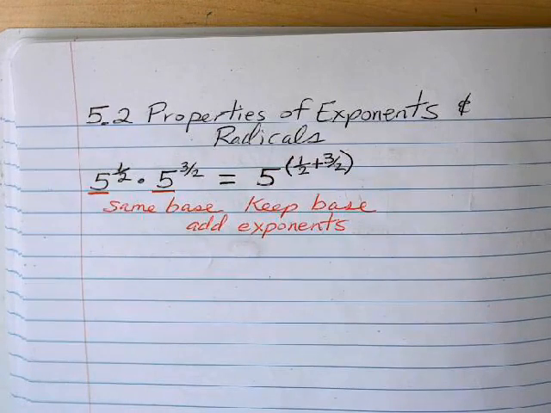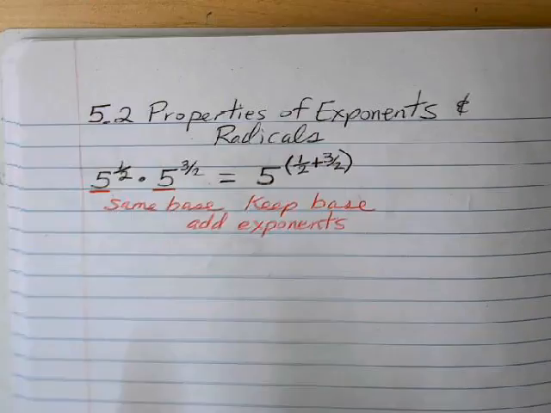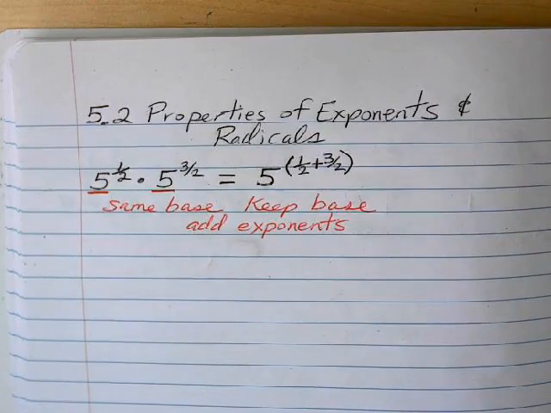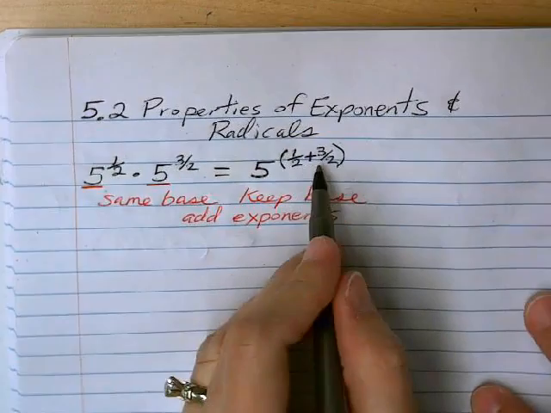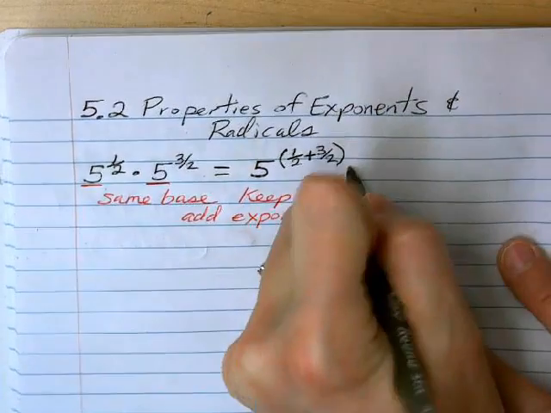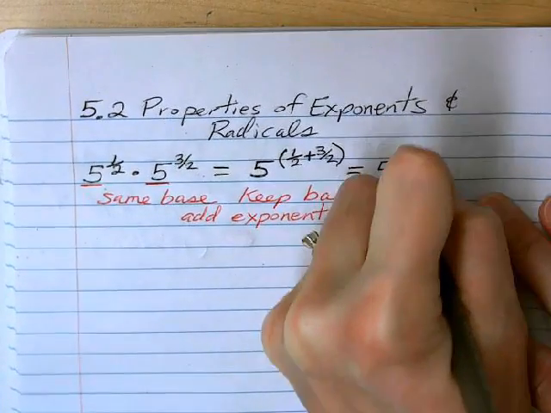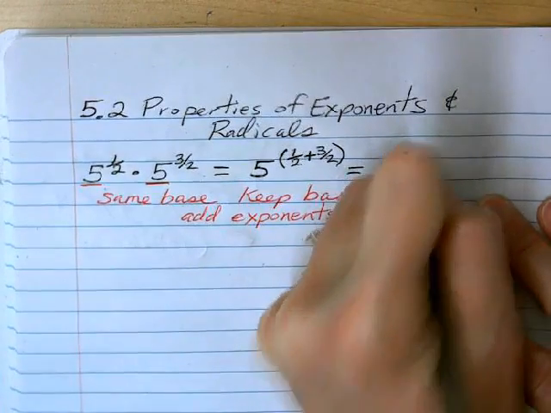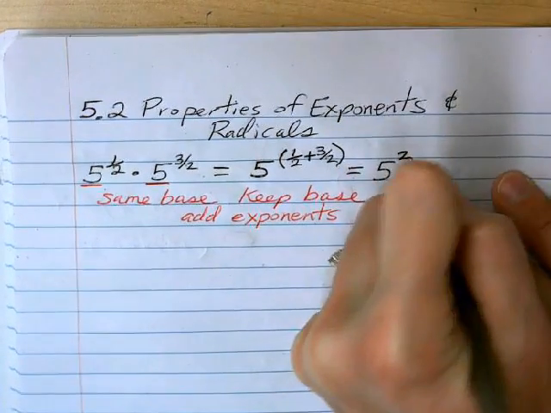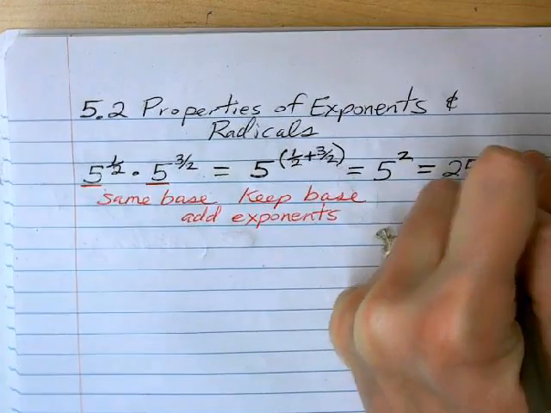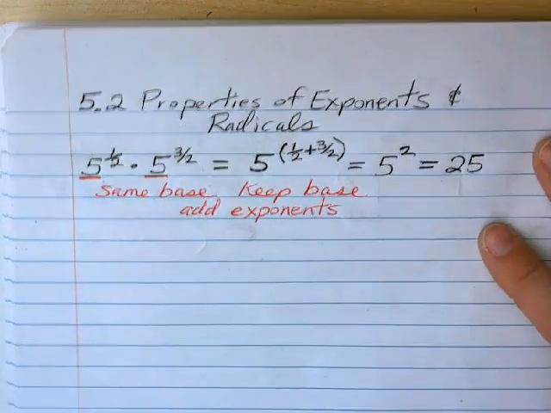You see, I added 3 and 5, so I have to add the 1/2 and the 3/2. So what do you get when you add 1/2 and 3/2? You get 2, because you get 4 halves. That's the same as 2. So you get the same as 5 squared, 5 to the 2nd. And that final answer then would be 25. 5 squared is 25.